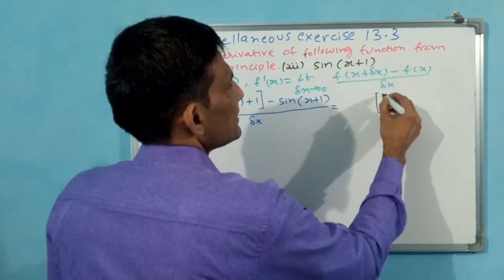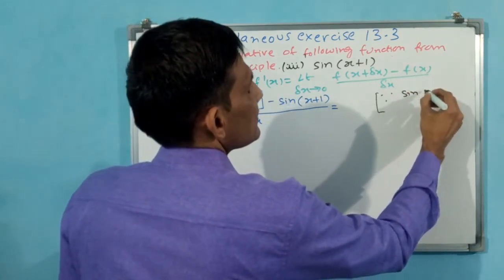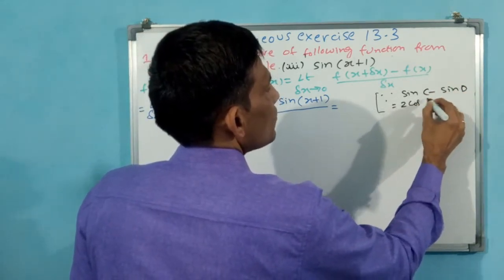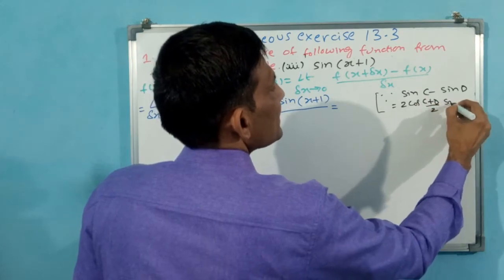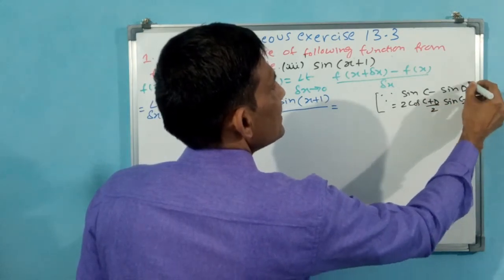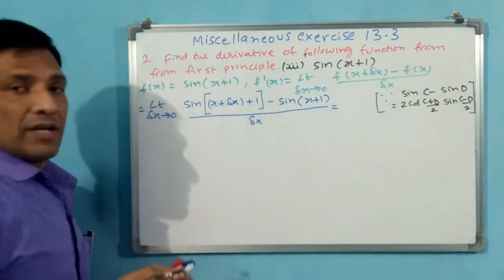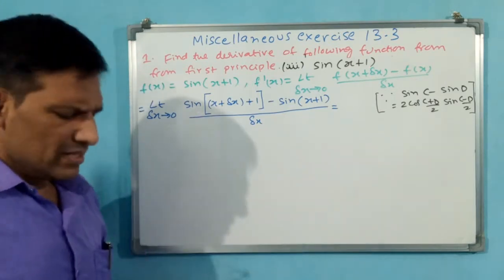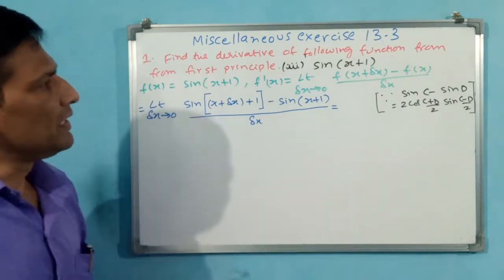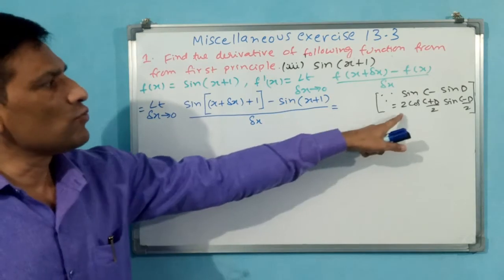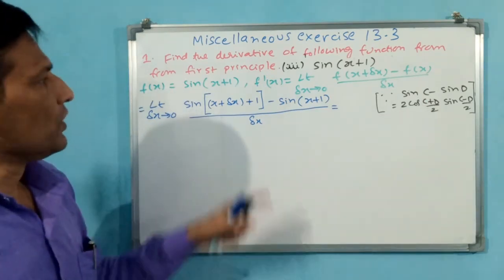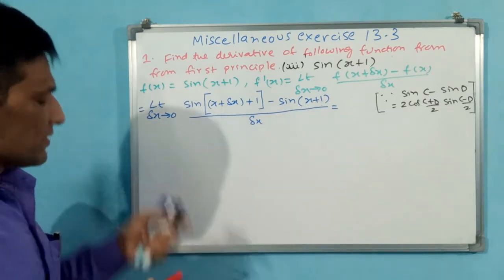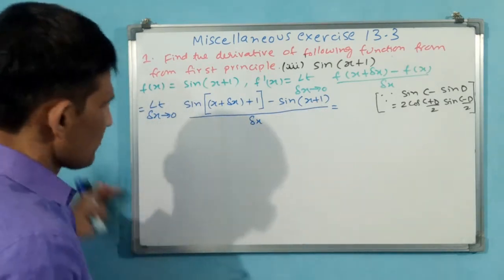We will write like this. Sin c minus sin d is equal to 2 cos of c plus d by 2 sin of c minus d by 2. This is the formula. I will not derive this again and again. You know very well. Sin c minus sin d means what we have to write? 2 cos of c plus d by 2 sin of c minus d by 2. C is this entire thing, d is x plus 1. Like that you have to take. Let us substitute this.